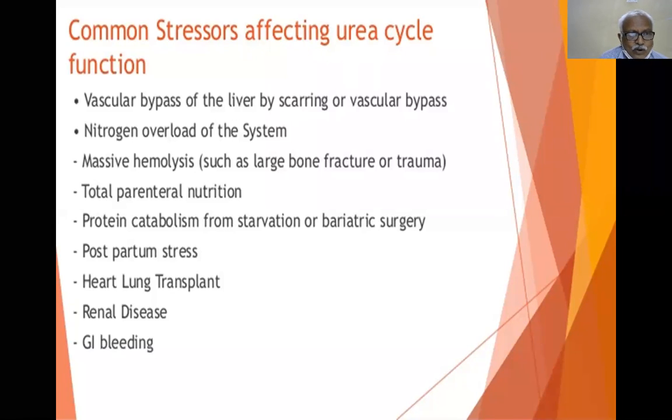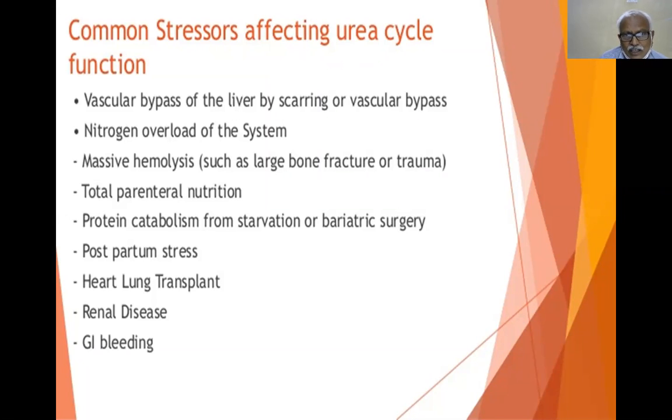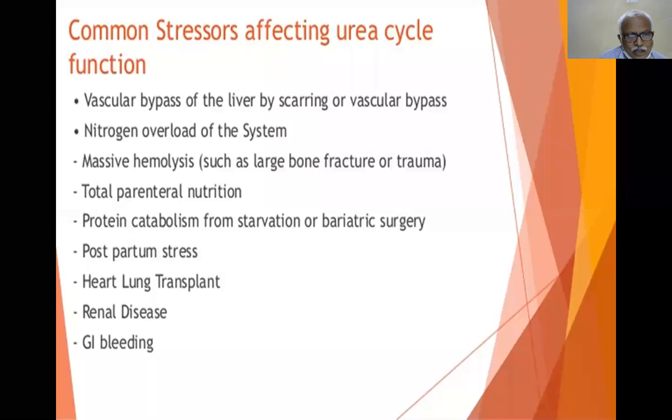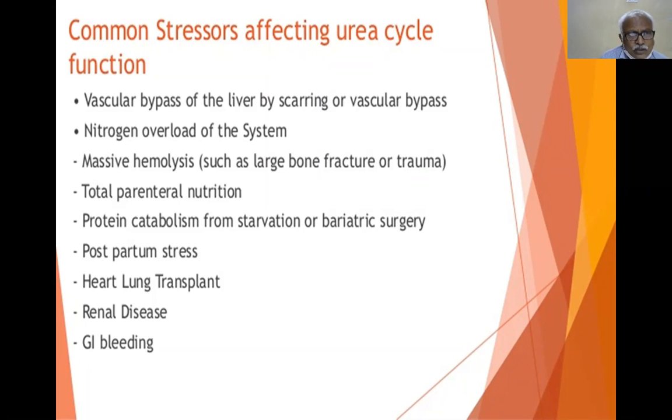So nitrogen overload of the system will take place, massive hemolysis, such as large bone fracture or trauma, total parenteral nutrition, TPN. We spoke about TPN in nutrition. Total parenteral nutrition also causes a stress effect. Protein catabolism from starvation or bariatric surgery.